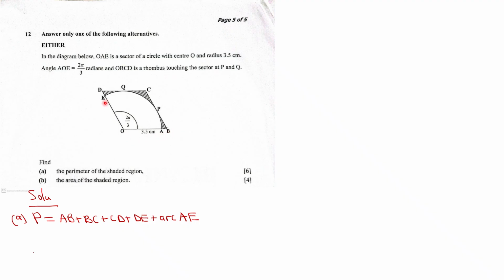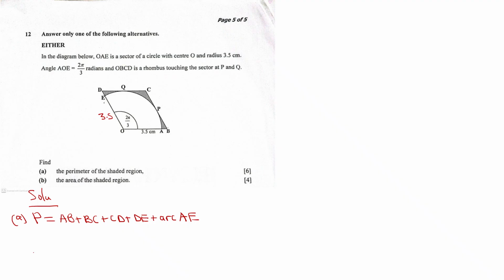It's simply because DE is coming from the side OD, and that's the side of the rhombus. Now, from O to E, it's the same distance as O to A because it's a radius. So in short, we can even write it down on the diagram, this OE is the same as 3.5 centimeters because it's the same length as OA.